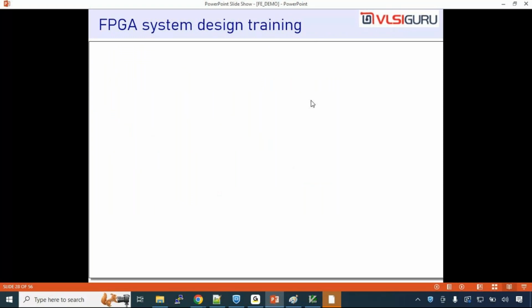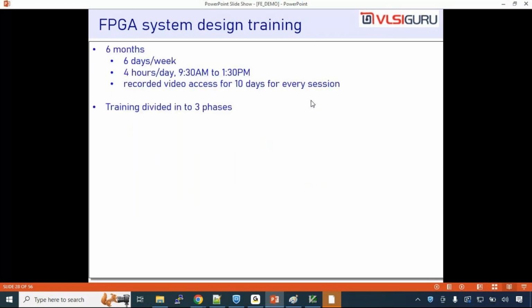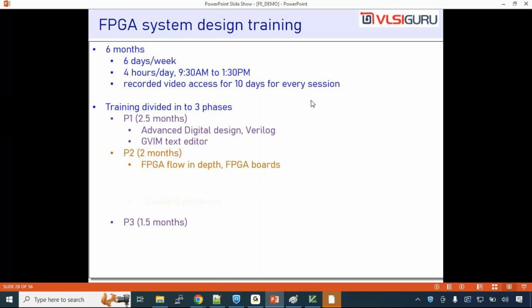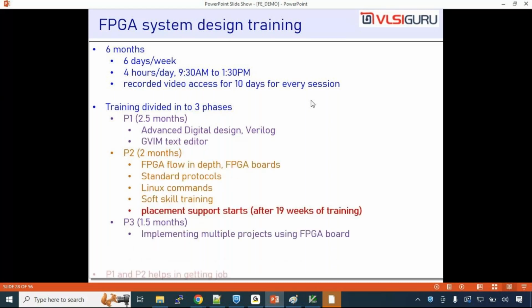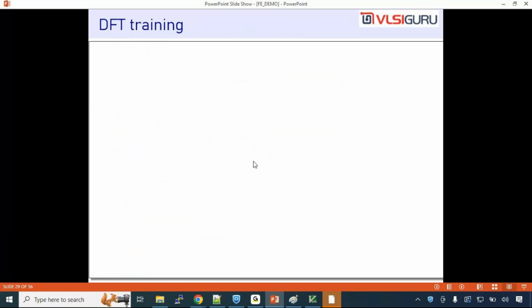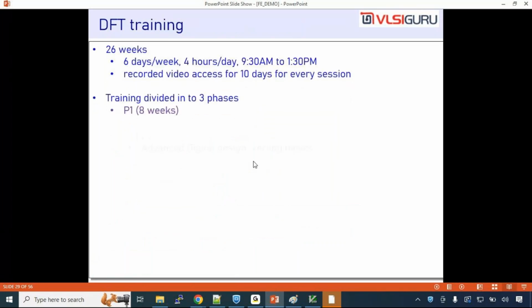FPGA, let the trainer talk about it. All I want to tell is it's the same structure. Phase 1 will be the same. Phase 2 will be focused on FPGA related topics: the FPGA board, standard protocols, implementing the projects on the FPGA board. Everything will be done. The trainer will again talk about that.